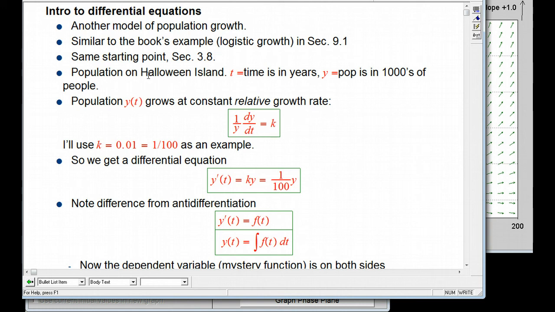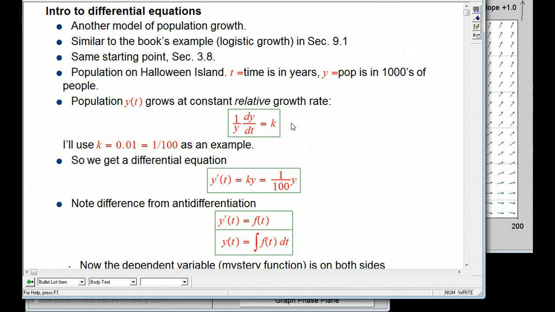So let's say we're looking at the population on not Easter Island, but Halloween Island. It's a more fun place. They dress up all the time. And t is the time in years starting from, let's say, now. And y is the population, let's say, in thousands of people, because the numbers will be simpler if we put the units in thousands of people.